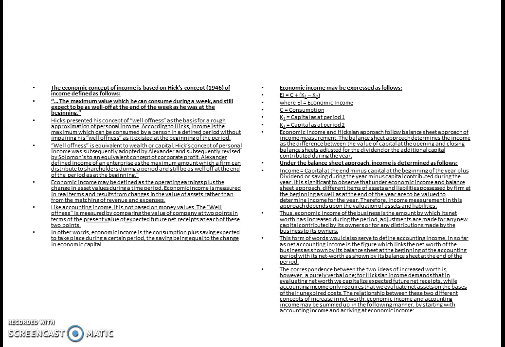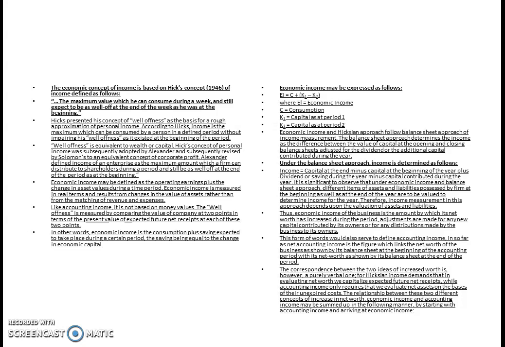Now let's go to the second concept of income: the economic concept of income. What exactly is this? The economic concept of income is based on the Hicks concept of income, which is defined as follows. He says it is the maximum value which a person can consume during a week and still expect to be as well off at the end of the week as he was at the beginning. What does that mean? It means that the well-offness is not supposed to change.